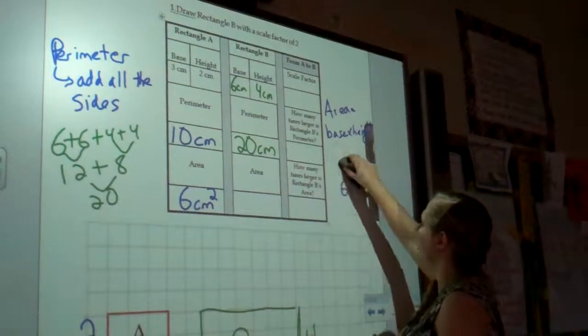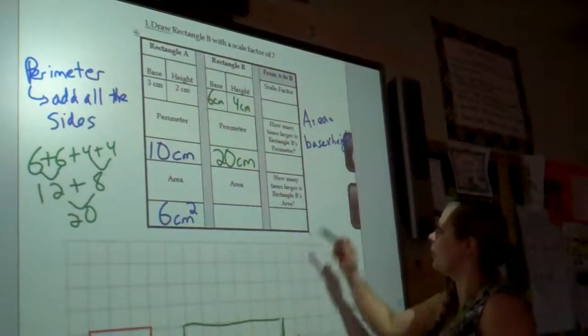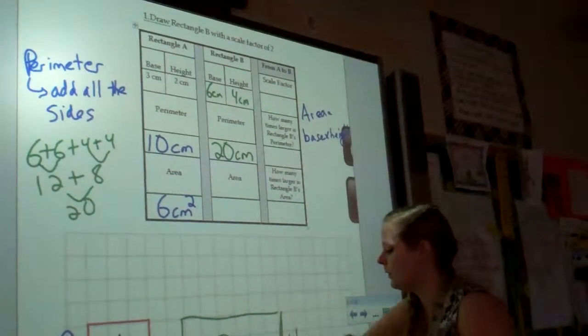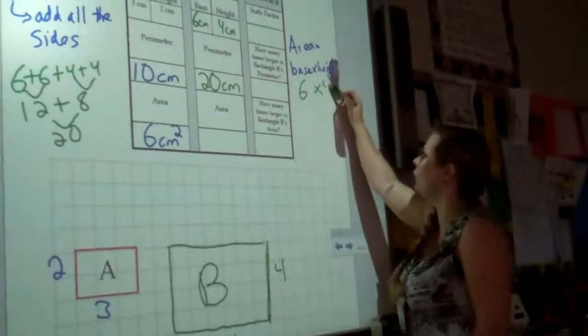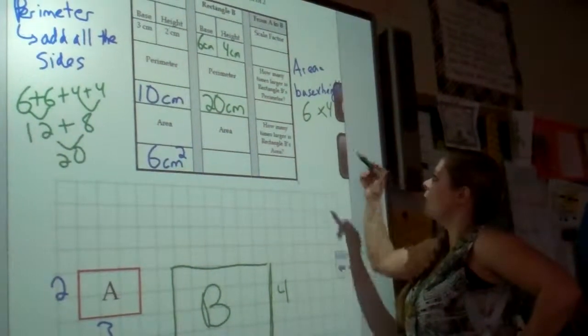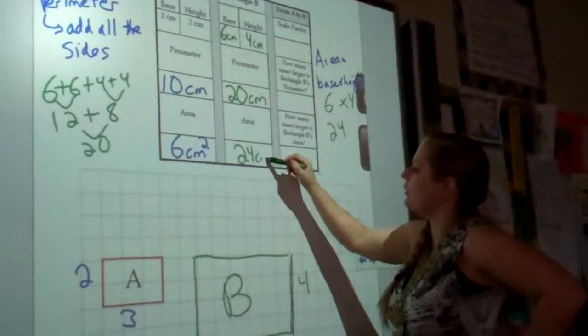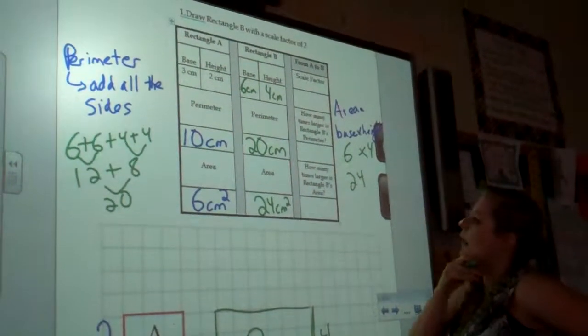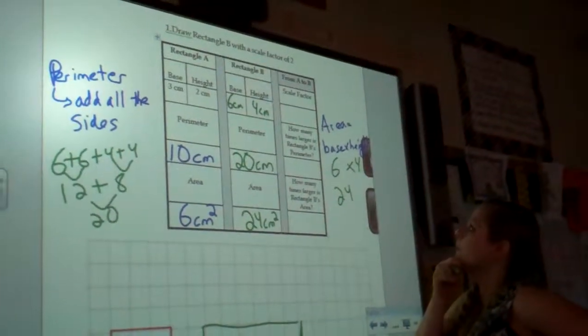And then my area, which I wrote down the formula for to make my life easier, my area is going to be my base, which is the bottom. Base means the bottom. 6 times my height is 4. 6 times 4 is 24. 24 centimeters squared. Okay, so I filled out all of column A, I filled out all of column B.